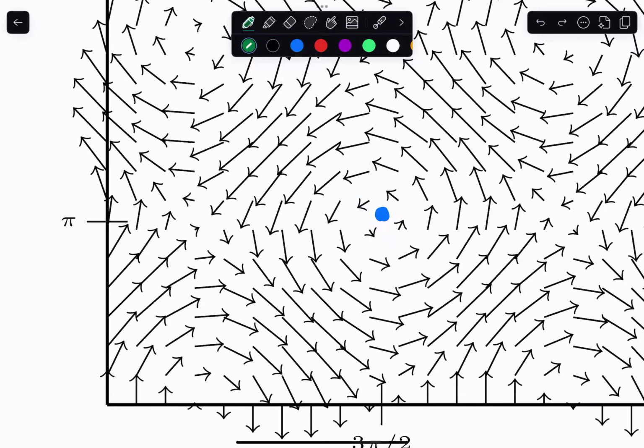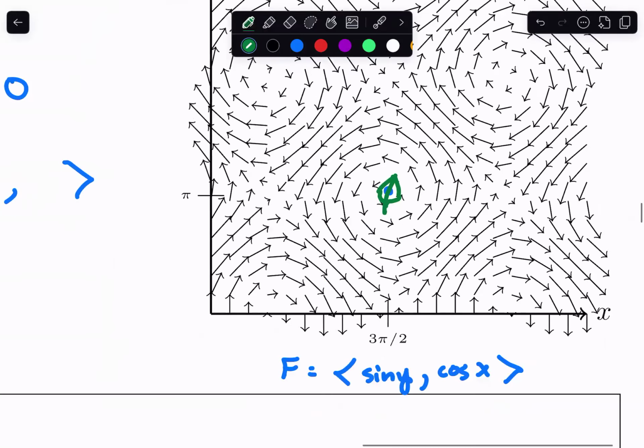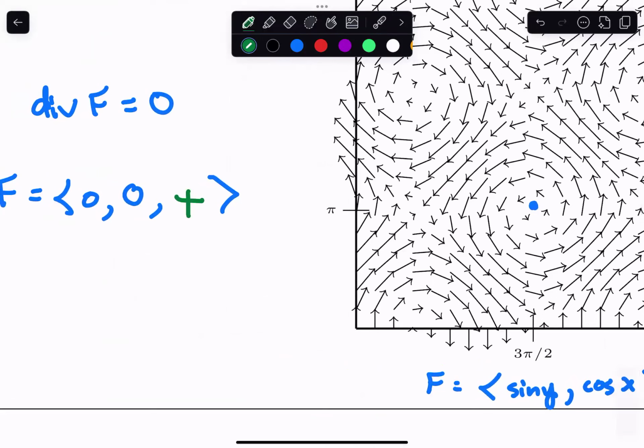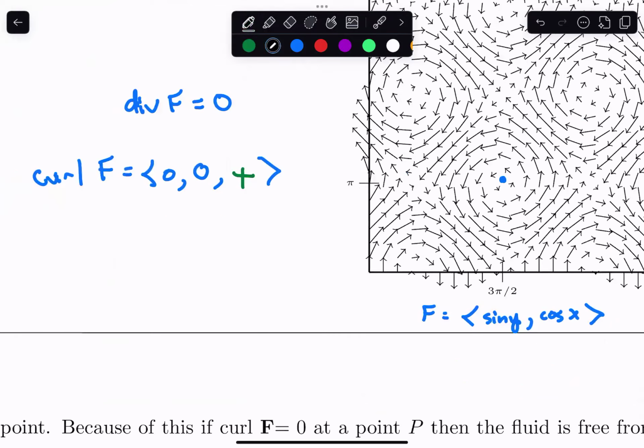This one, for whatever reason, I imagine it's actual water and that this is a leaf. So there's a leaf, and it's going to be spinning in a counterclockwise rotation. Anyway, I agree with that guess, right? That this should be a positive number here, aka counterclockwise rotation.